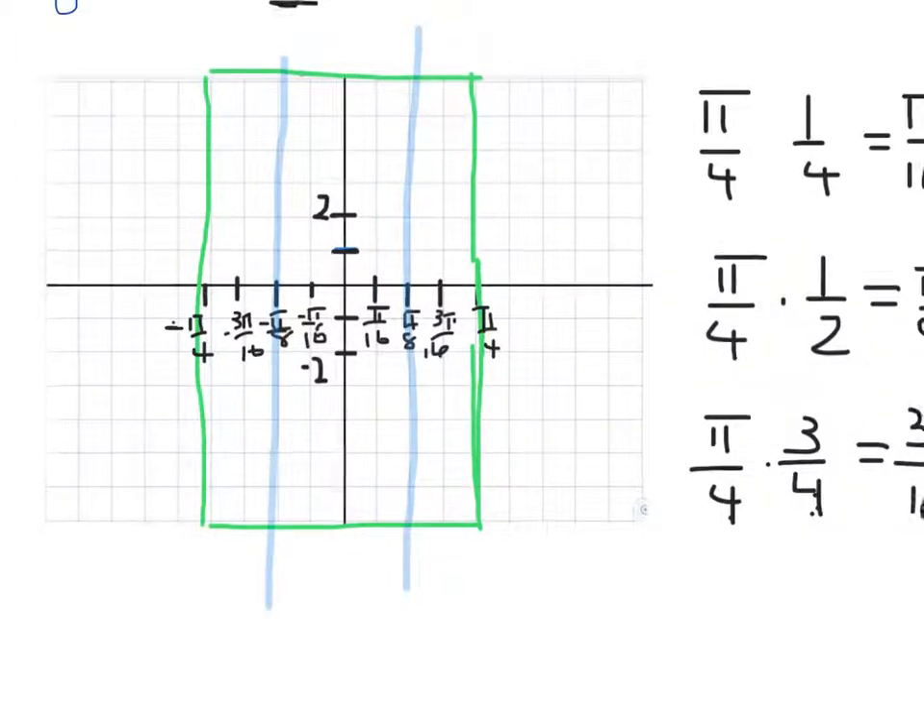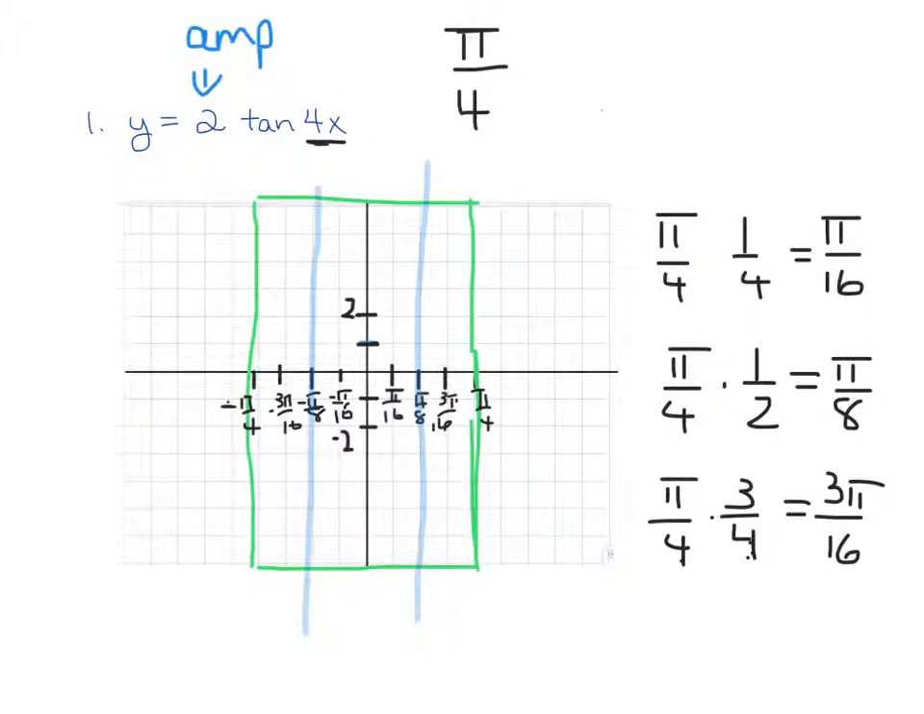And now we're going to go ahead and put our points in here. So 0, 0, because tangent is 0, 0. Then at the pi over 16, I'm going to make that go up to the amplitude of 2. And then down here to the negative 2. Again, it's going to go to infinity. And then down.